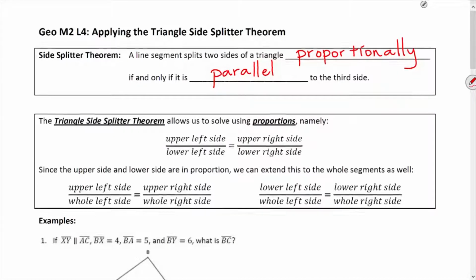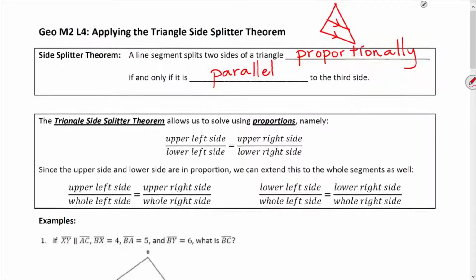So, will you go ahead and draw this picture with me? This is a triangle, okay? And I will draw this line to be parallel to this side. And it's easier to look at this if we're looking at some actual numbers instead of just looking at upper left and lower left and those kinds of things.